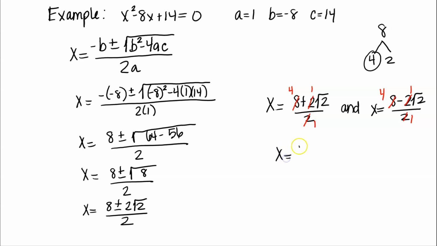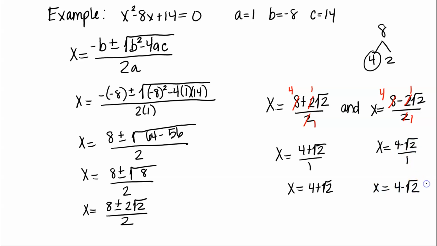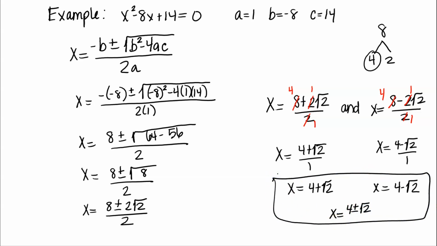So x equals 4 plus radical 2 divided by 1, which we wouldn't write the divided by 1. So x equals 4 plus radical 2. And then here we would have x equals 4 minus radical 2 divided by 1, or just x equals 4 minus radical 2. And you could leave this answer as x equals 4 plus or minus radical 2. But those would be the solutions of where this quadratic is going to cross the x-axis.